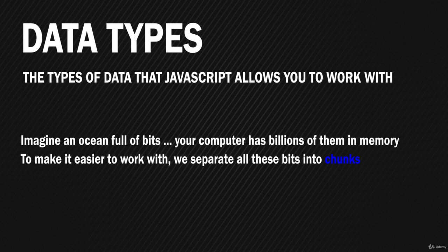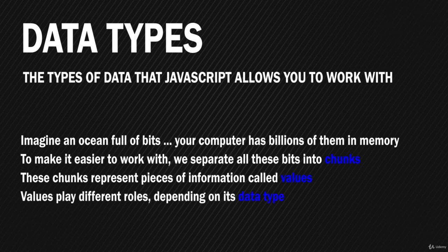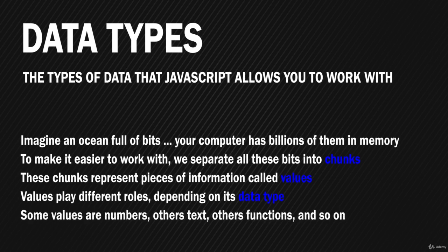Well, let's say we organize them into chunks to make it easier to work with. But how do we define a chunk? Well, let's say a chunk represents a piece of information called a value. And values play different roles depending on their data type. So you could almost say you've got this whole bunch of bits in your PC, and we're dividing those bits into different chunks, and those chunks are made up of different values, different data types. Some values are numbers, others are text, others functions, and so on and so on.